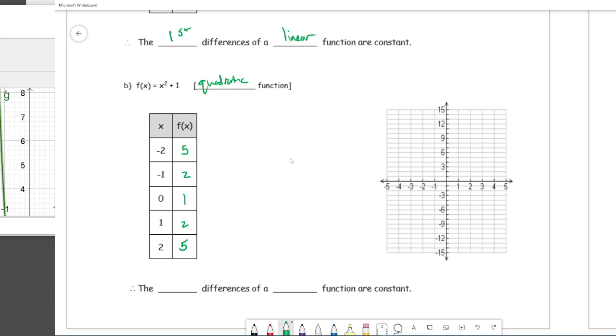Now let's do the first differences, okay? 5 take away 2 is 3. 2 take away 1 is 1. 1 take away 2 is negative 1. 2 take away 5 is negative 3. Now this, remember, is our first differences. You can see that unlike the previous example, they are not all the same.